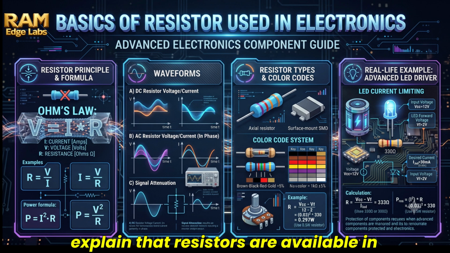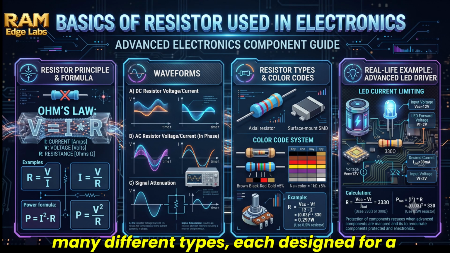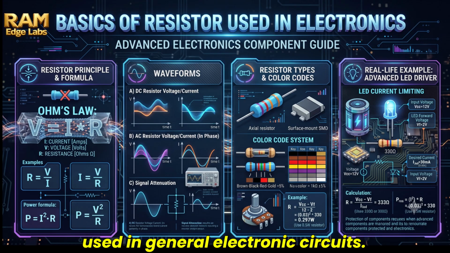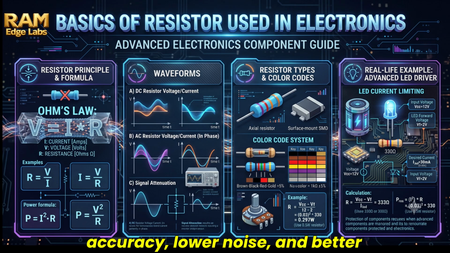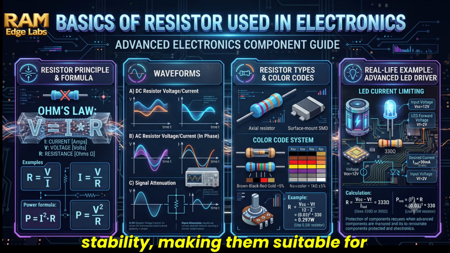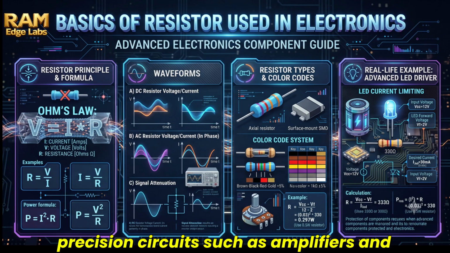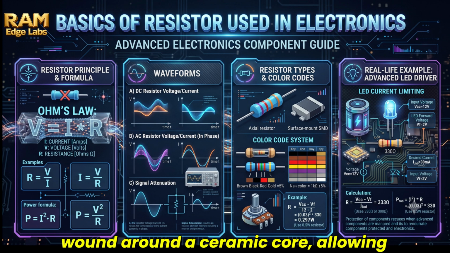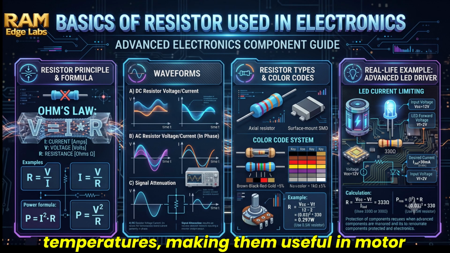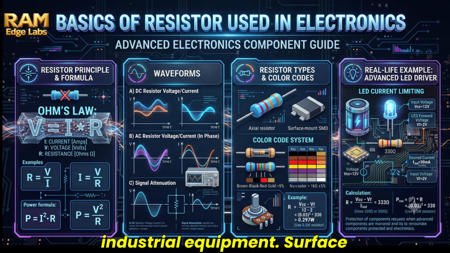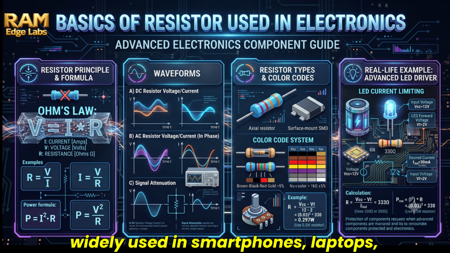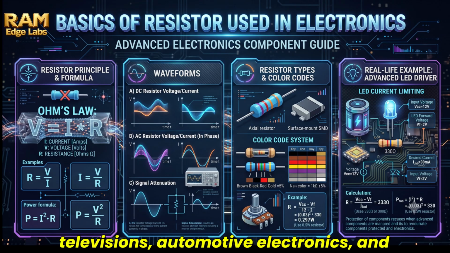The images further explain that resistors are available in many different types, each designed for a specific purpose. Carbon film resistors are inexpensive and commonly used in general electronic circuits. Metal film resistors provide higher accuracy, lower noise, and better stability, making them suitable for precision circuits such as amplifiers and measurement equipment. Wire-wound resistors are built using resistance wire wound around a ceramic core, allowing them to handle high power and high temperatures, making them useful in motor controllers, power supplies, and industrial equipment. Surface mount device, SMD, resistors are very small resistors designed for automated PCB assembly and are widely used in smartphones, laptops, televisions, automotive electronics, and IoT devices.